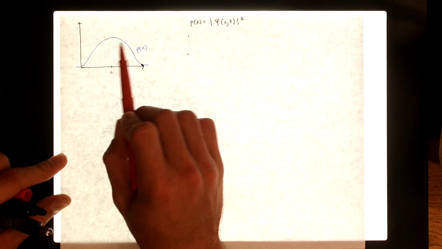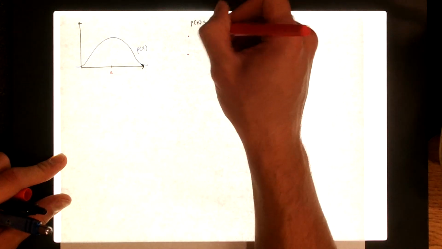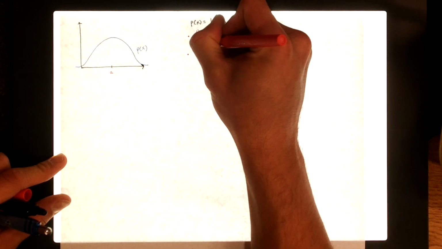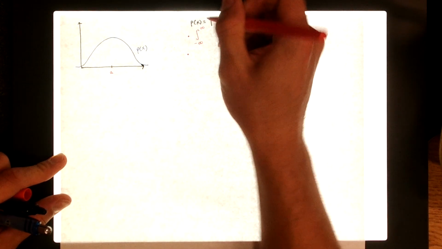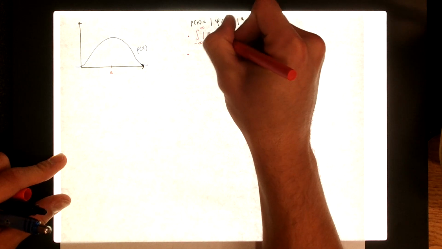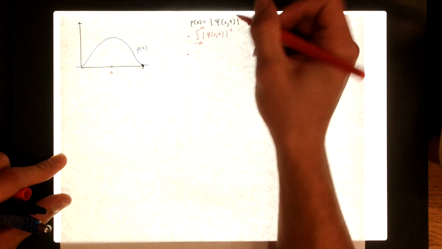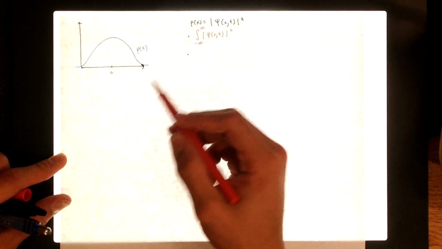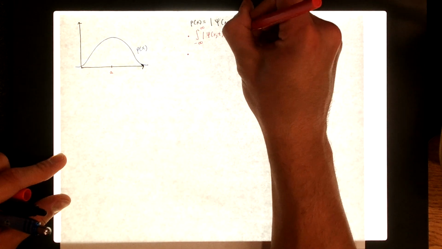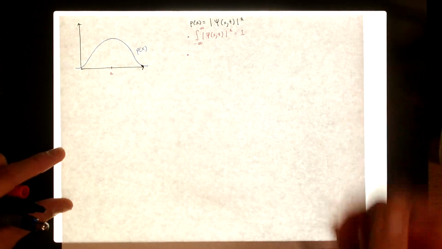If we want to find it over all space, then we're going to take the integral from minus infinity to infinity of the wave function. What should the probability of a particle being over all space be? It should be 1, because it's going to be somewhere.